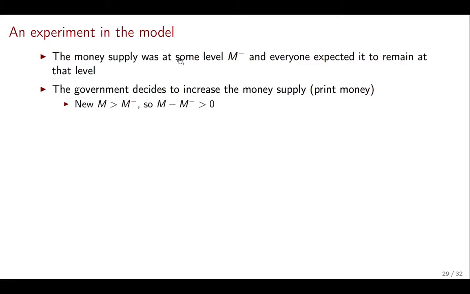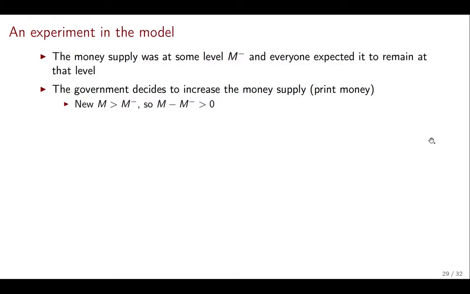So to see exactly how money neutrality is going to work, we can follow the following experiment. Imagine that the money supply starts at some level m minus, that's the previous level of money supply. Everybody expects this to remain at that level. But then the government decides to increase the money supply. They want to print more money. So they want m to be greater than m minus. That means there is going to be more money in the economy.